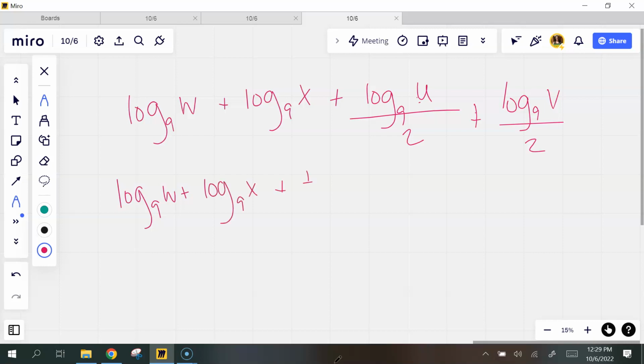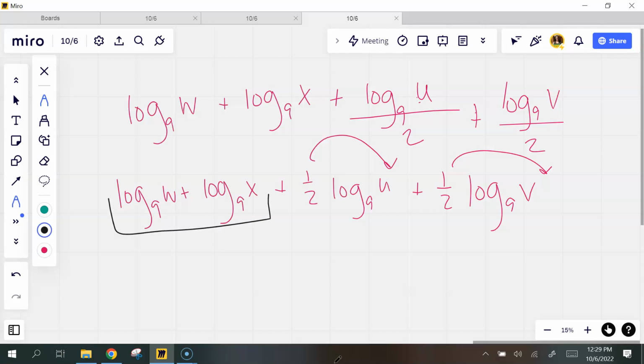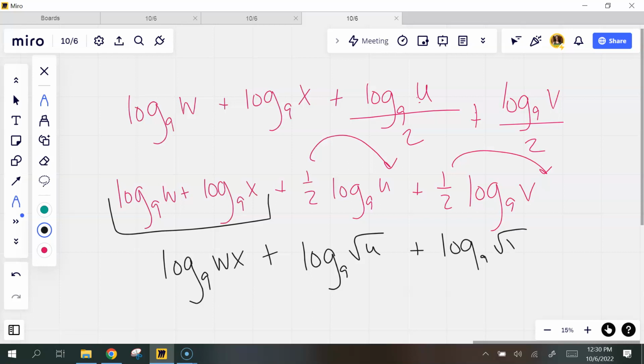I'm going to change each one of these to a half times log base 9 of u. I'm just trying to do it so you see where I'm getting these values from. So now when I bring them over as an exponent of 1/2, I think I'll do these together. So log base 9 of wx plus log 9 square root u plus log 9 square root v. If you left it as an exponent of 1/2, that is okay too.